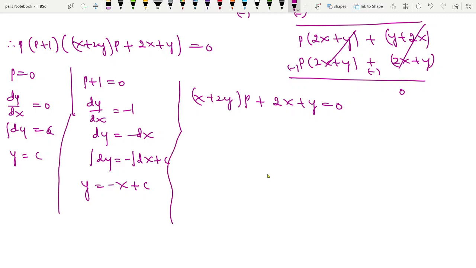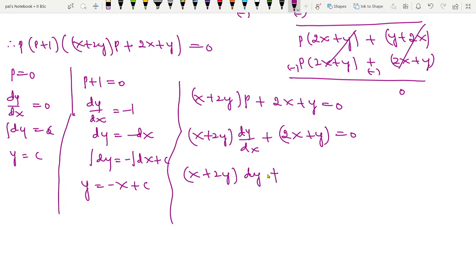Okay, so to solve this equation, you write x plus 2y into dy by dx plus 2x plus y is equal to 0. I am writing this as x plus 2y into dy plus 2x plus y into dx is equal to 0. This looks like a homogeneous equation, it comes in that type. But the homogeneous technique is usually difficult compared to other methods.